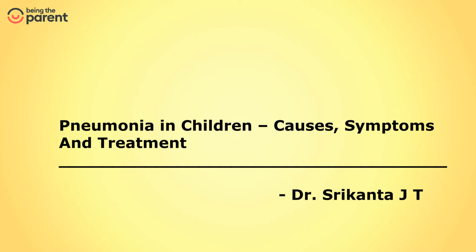Pneumonia in children, causes, symptoms and treatment by Dr. Srikanta JT. Pneumonia is considered the number one cause of under-5 mortality, that is, children under the age of 5 dying because of pneumonia. It is also considered the number one, or to a certain extent number 2, cause of mortality in India. So what is pneumonia?